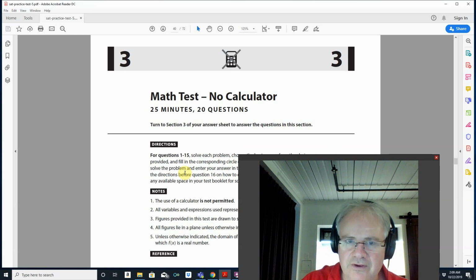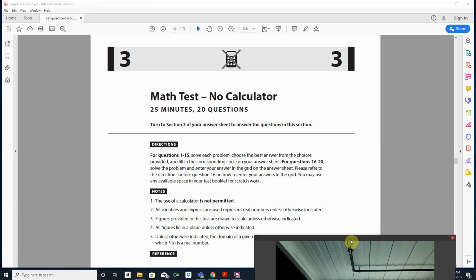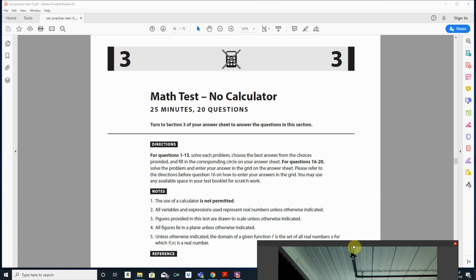First of all, we're going to take a look at the instructions. On the math test, no calculator, you have 25 minutes to do 20 questions. For questions 1 through 15, solve each problem, choose the best answers from the choices provided, and fill in the corresponding circle on the answer sheet. For questions 16 through 20, solve the problem and enter your answer on the grid in the answer sheet. Please refer to the directions before question 16 on how to enter your answers in the grid. You may use any available space in your test booklet for scratch work.